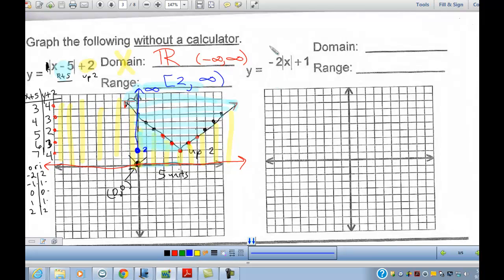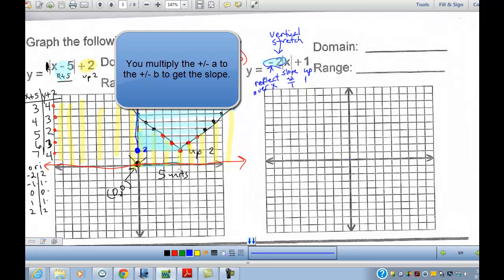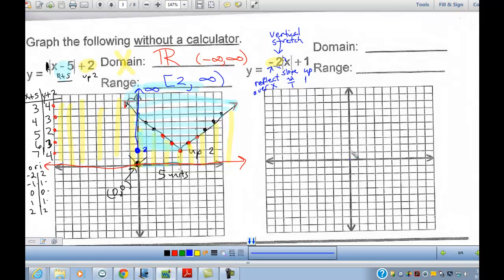Let's look at the next graph. We are flipping the graph, or reflecting over the x, and we have a vertical stretch by 2, and we move up 1. The slope here, because we can use this as the slope, is actually negative 2. So negative 2 over 1 because of this 2 right here. This is the starting point for all the transformations for an absolute value. We knew that we were translating up 1, so this is the new starting point right here. And the slope is down 2 over 1 to get to the next point.